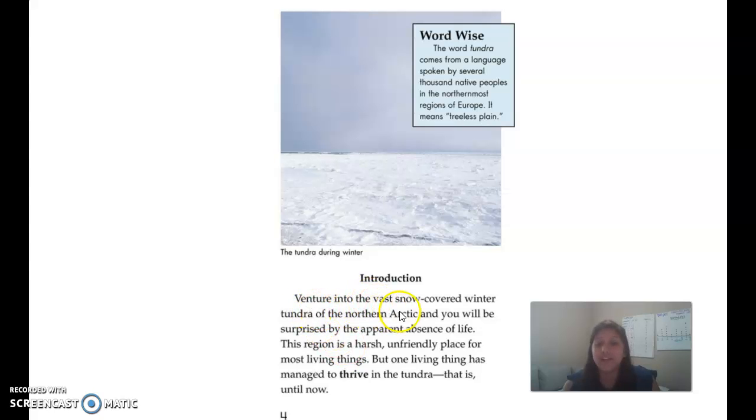Alright, introduction. Venture into the vast snow-covered winter tundra of the northern Arctic and you will be surprised by the apparent absence of life. Okay, absence. That means nothing is there. So what that is saying is we're going to be surprised that there's hardly any living animals or living things living here on this tundra of the northern Arctic. Okay, I wonder why.